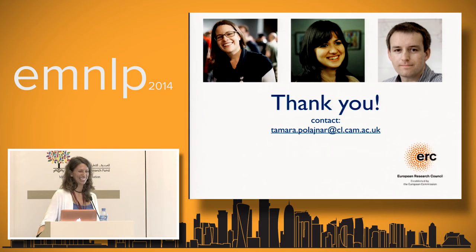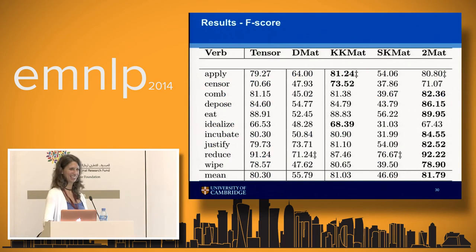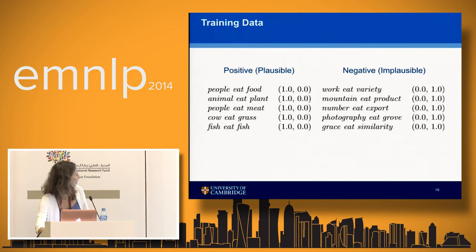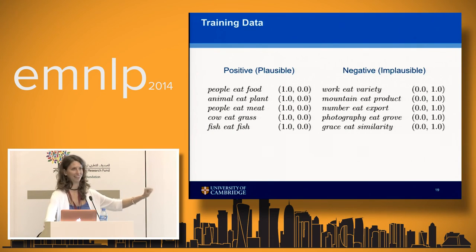I was just wondering, in the slide before the conclusions, what is the task? So the task is binary classification, or in the one tensor framework, just the selection of plausibilities. So whether, yeah, people eat food or work eat variety. So to classify people eat food as a plausible, and work eat variety as an implausible sentence.